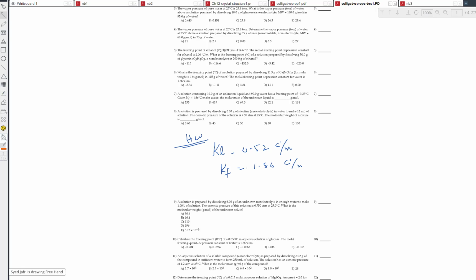Also you have to keep in memory the freezing point of water, 0 degrees Celsius, and the boiling point of water, 100 degrees Celsius. Why? Because if they give you the boiling point of an aqueous solution as 102 degrees, you need the delta T. How are you going to know the delta T? Because you know the boiling point of water is 100, so 102 minus 100 is 2.